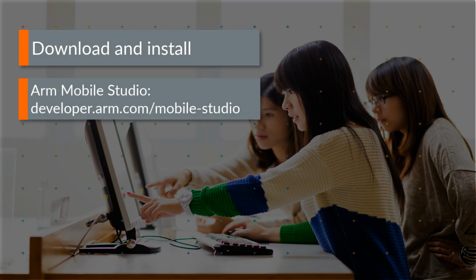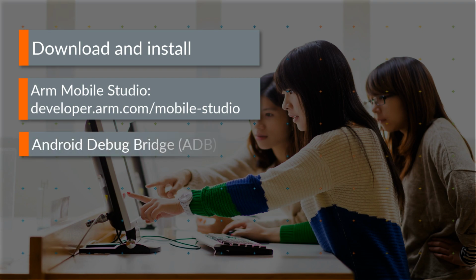First, get the ARM Mobile Studio package from the ARM developer website. You'll need to log in with an ARM account to access the download. Streamline uses Android Debug Bridge to capture data from your device, so you'll need to have this installed.